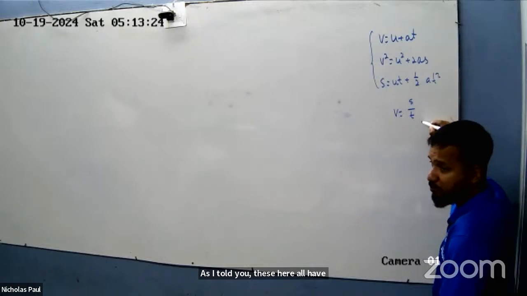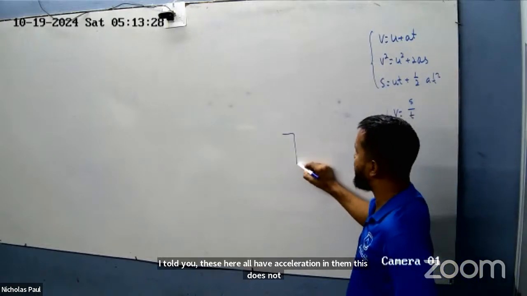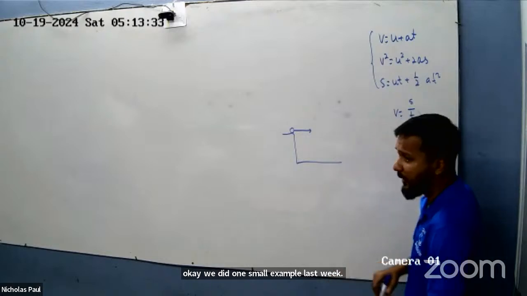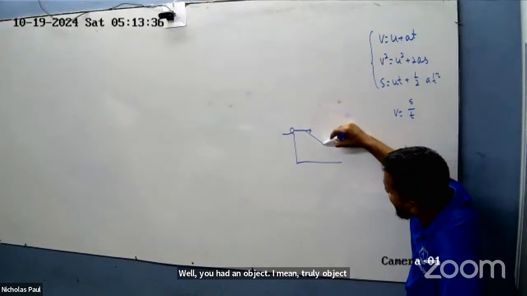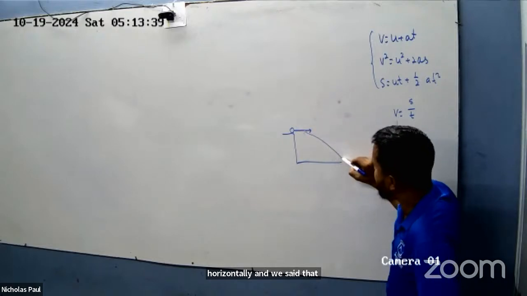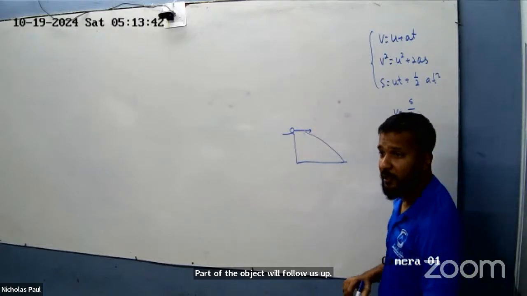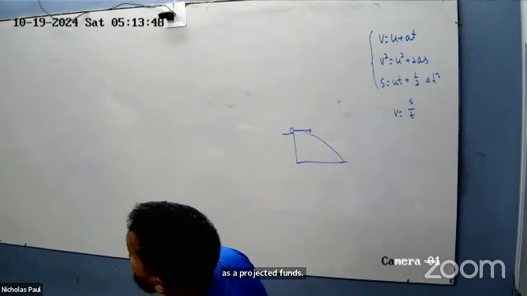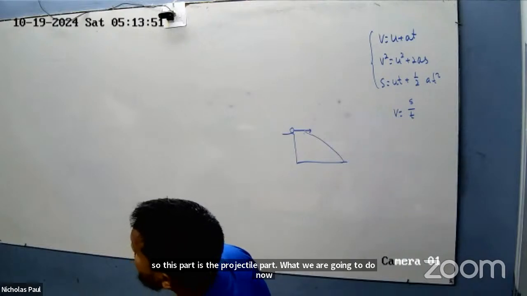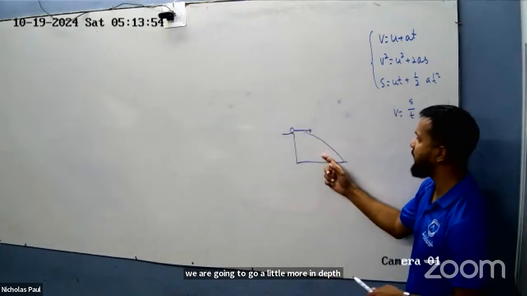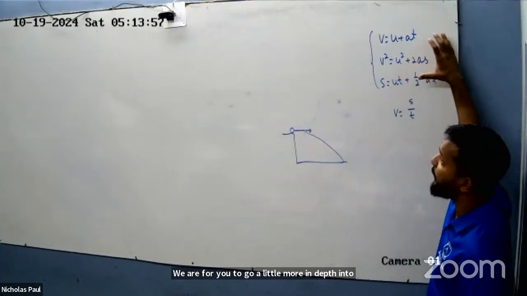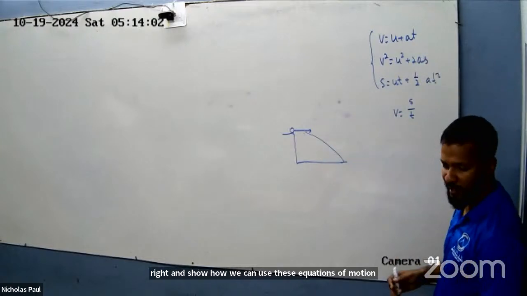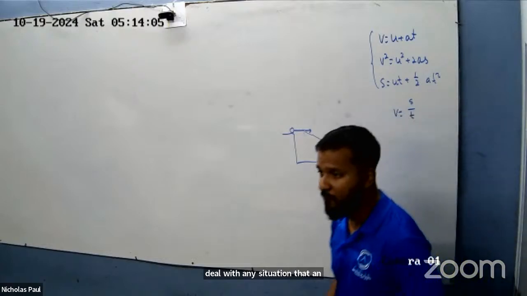This one does not, okay? We did one small example last day where we threw an object horizontally, and we said that the path the object will follow is a projectile path. What we are going to do now is go a little more in depth into projectile motion, and show how we can use these equations of motion to deal with any situation of an object moving as a projectile.